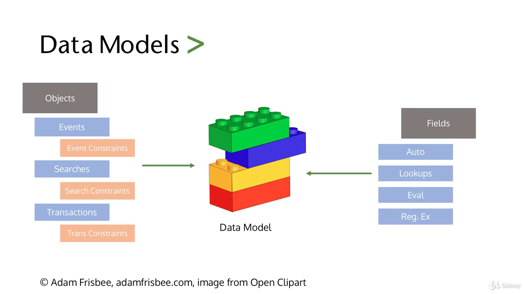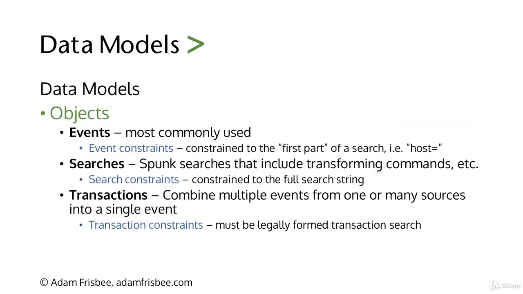Let's take a look at objects more closely. Events are the most commonly used type of object. And usually events represent the very first part of a search, i.e. the metadata, also i.e. host equals, source type equals. It's a very broad place to start, and that's good. Searches are more complex than events in that they can contain commands and transformations and things like that. And transactions can combine multiple events from one or many sources into a single event.